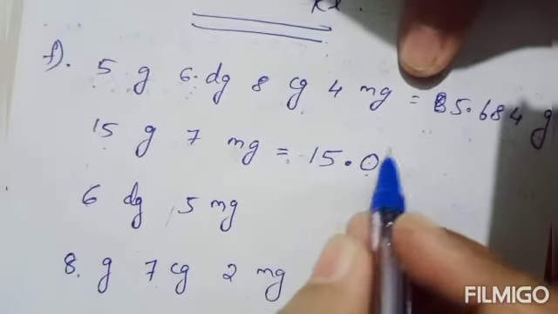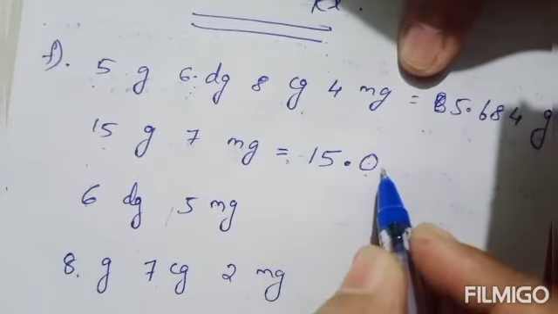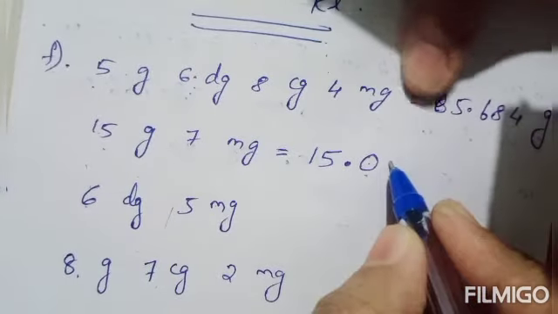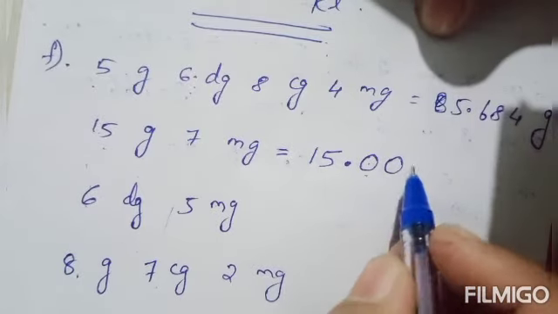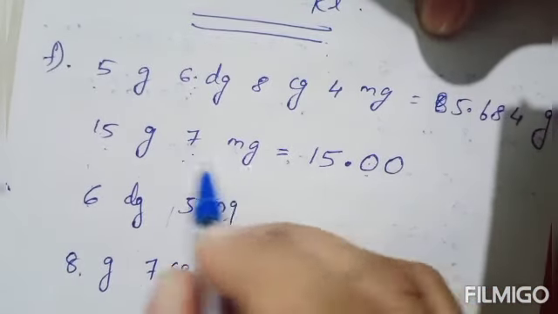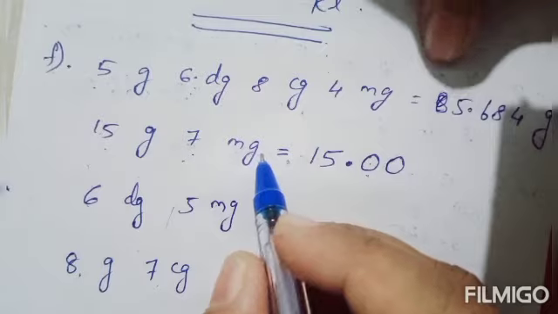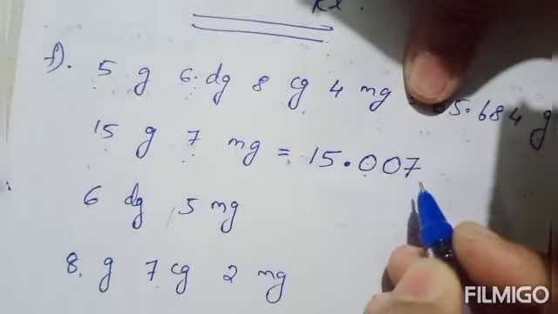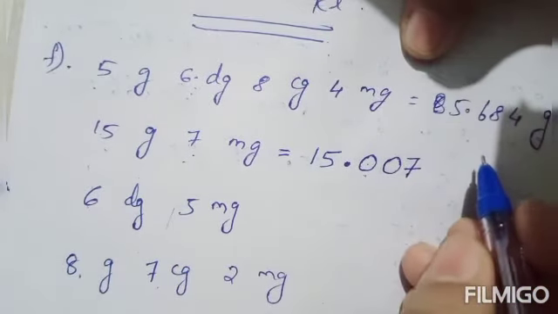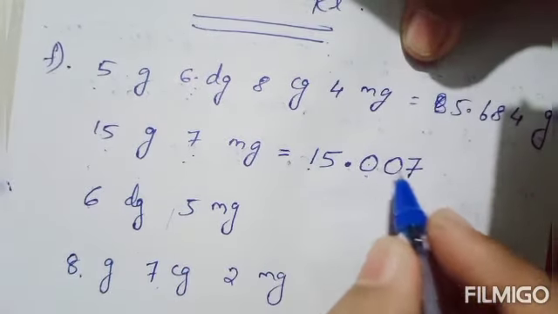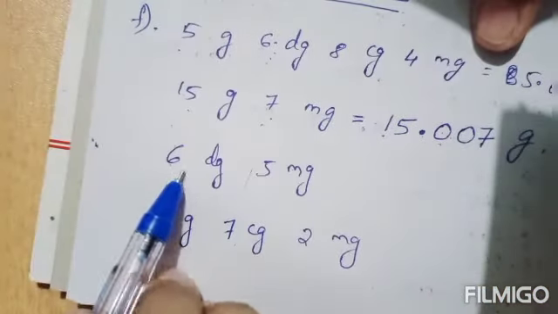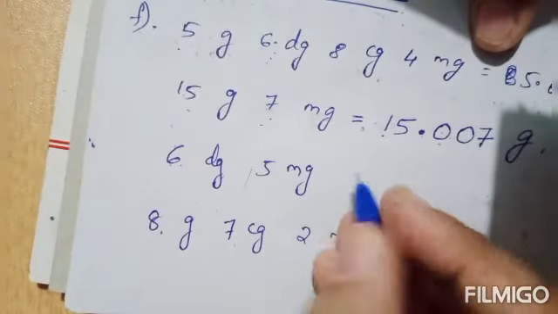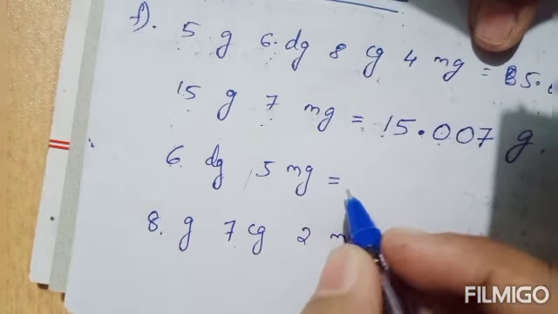So you can put 0 there. Okay. Next after decigram in the 100th place it is centigram. That is also not given in the question. So you can put 0 there. Okay. Now in 1000th place it is milligram. 7 milligram is given in the question. So 7 you can write in 1000th place. Okay. So 15.007 gram. Next 6 decigram 5 milligram, in decimal notation.